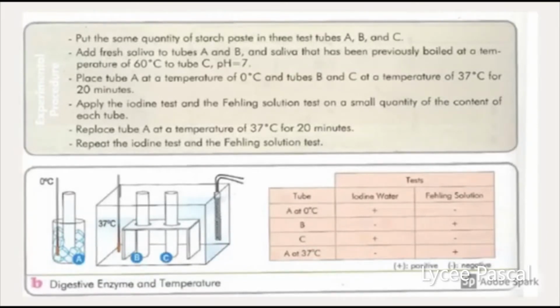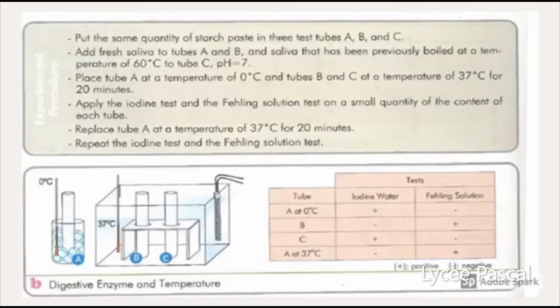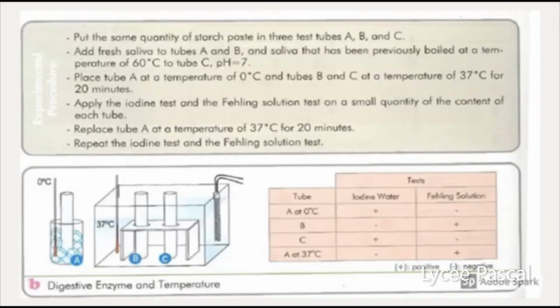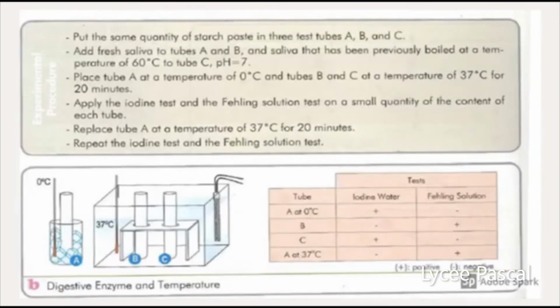Then we are going to apply the iodine test and the Fehling solution on a small quantity of the content of each tube. We are going to see that the iodine test is positive in tube A, where the temperature was 0 degrees Celsius, and negative with Fehling solution. It means that the starch is still present. While in tube B, we are going to see that the iodine test is negative, while the Fehling solution is positive. It means that the starch paste is broken down, or digested, into a reducing sugar. Now, if we look at tube C, we are going to see that it's still positive with iodine and negative with Fehling, which means that the starch paste is still present and it's not broken down.